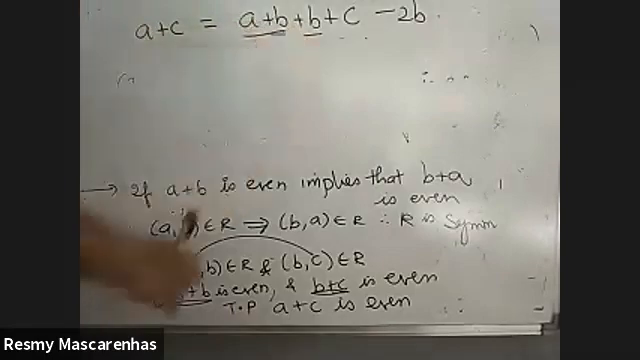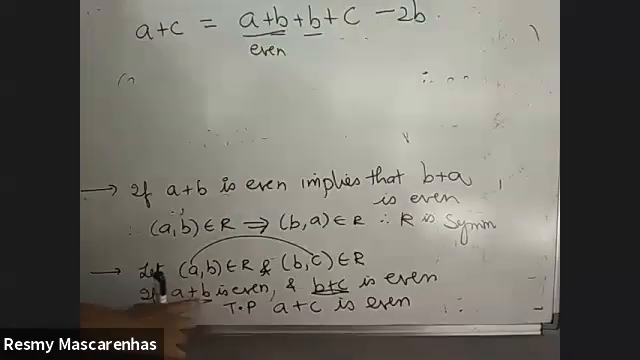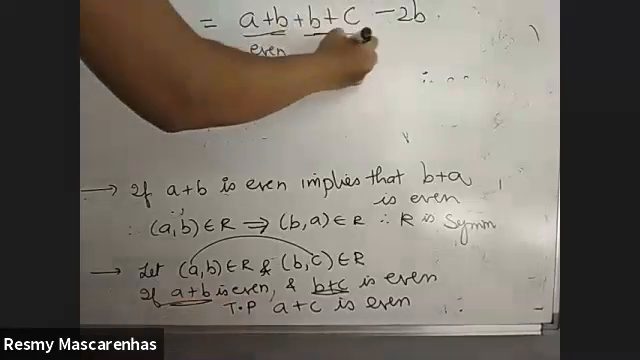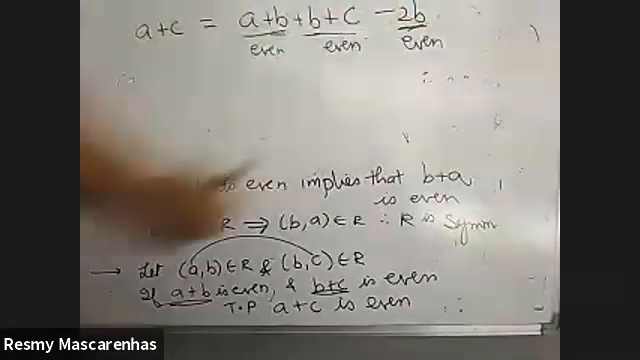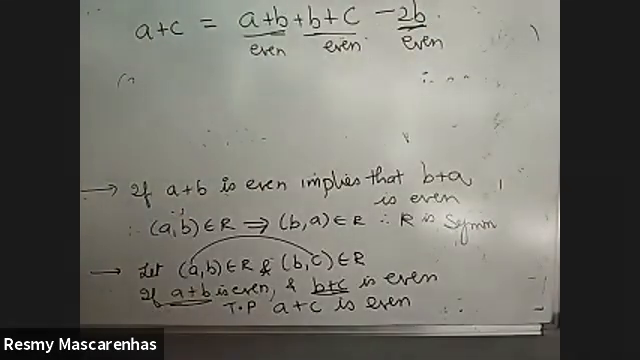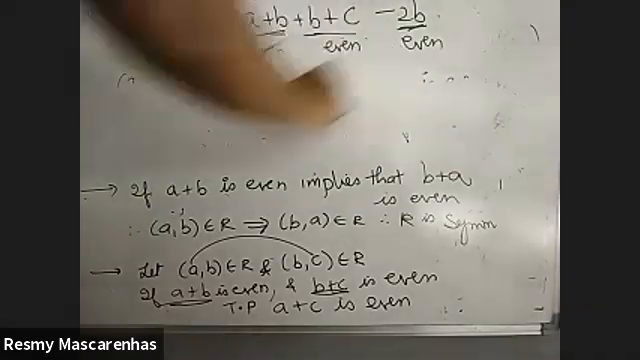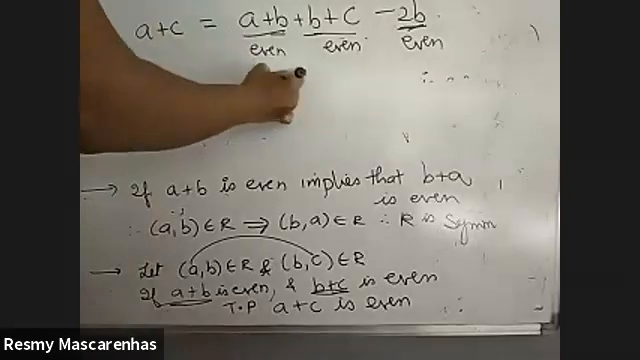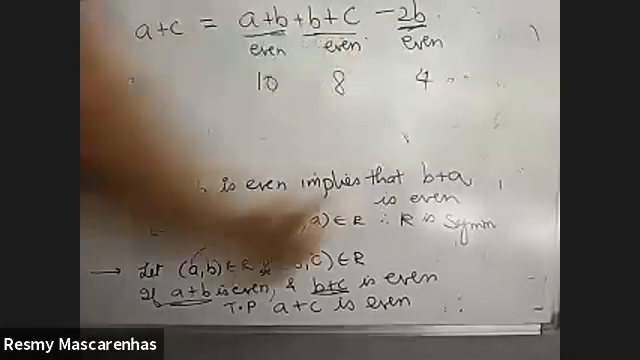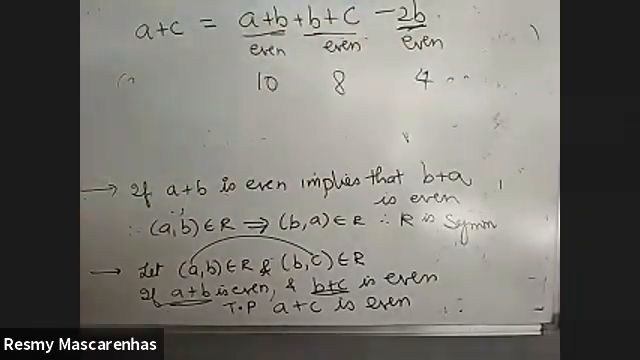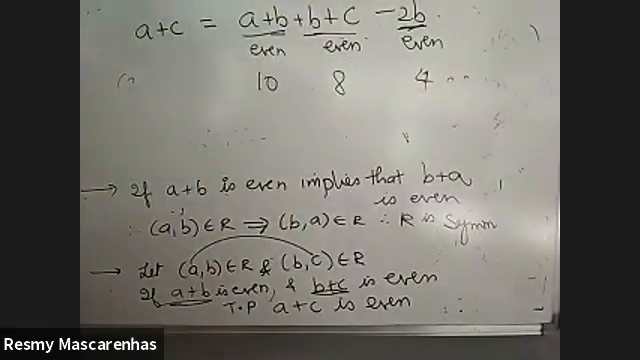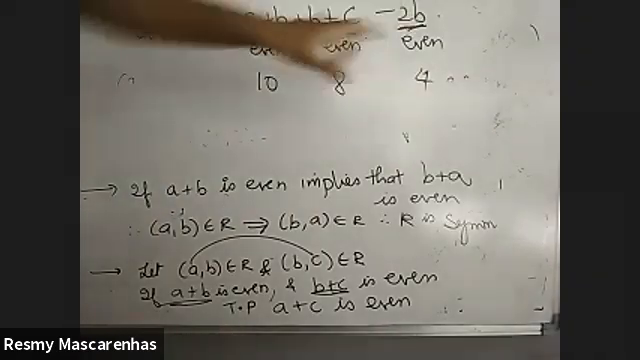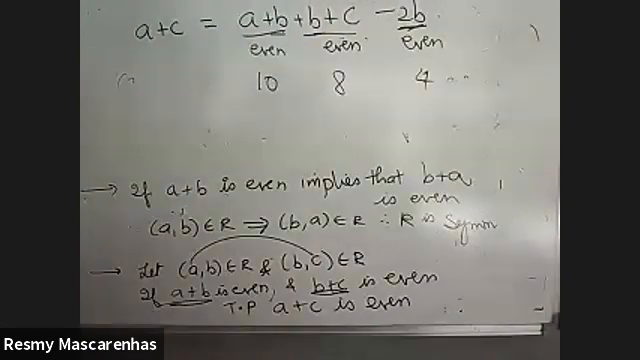Now if you notice, this is even. I have assumed that a plus b is even. b plus c is also even. And 2 times any number is also even. So all the numbers are even. And if you do any kind of operation using only even numbers, the answer will be even. Consider this was 10, 8, 4. 10 plus 8 will give you 18, minus 4, still you will get an even number. So if all the numbers are even, you know that a plus c is even.